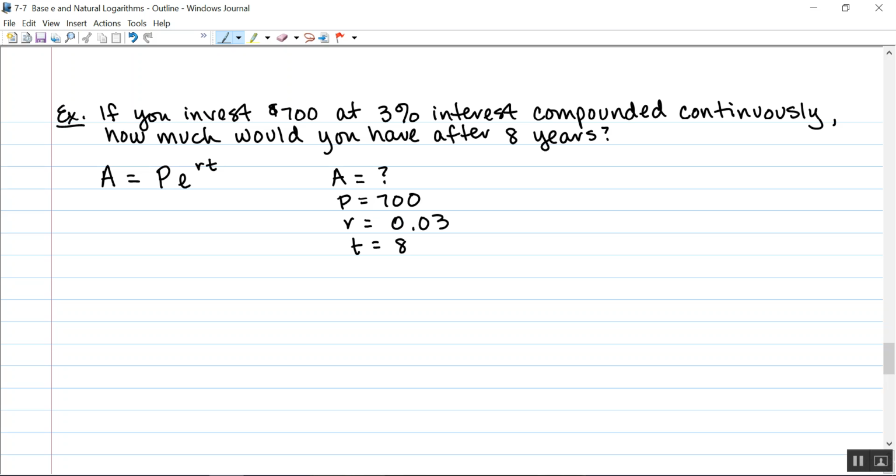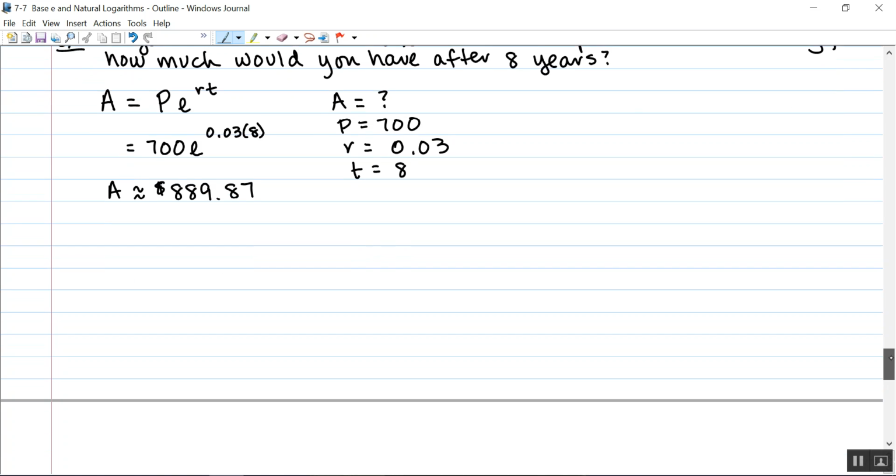So we just plug these numbers in. So A equals 700 times e to the 0.03 times 8 power. And plugging that into your calculator, you'll get that that is approximately equal to $889.87. So a lot simpler than the previous interest formula that we used. Let's take this a step further.